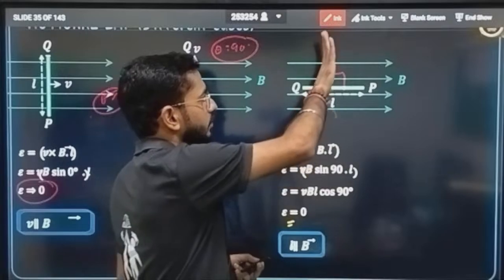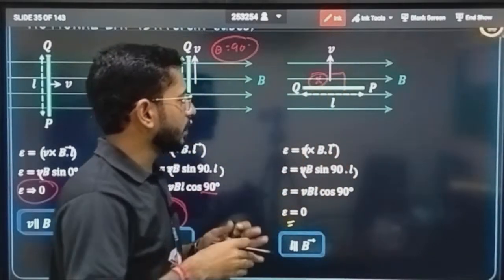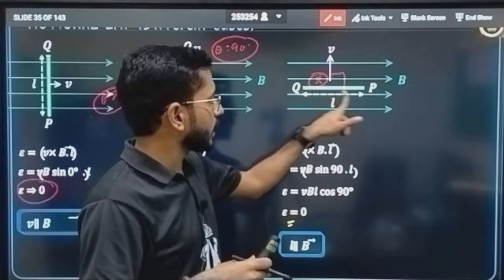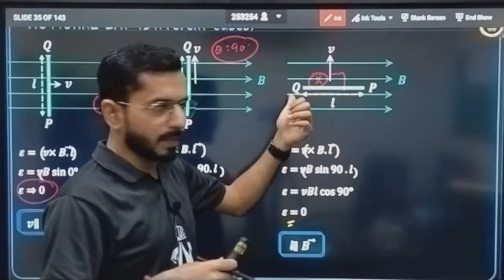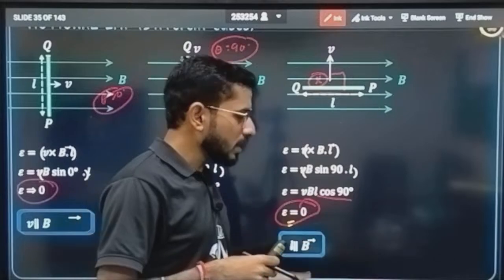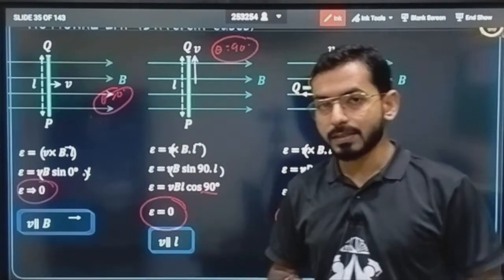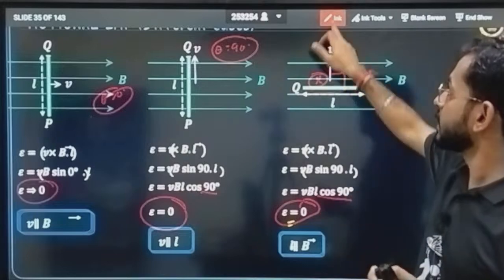What is the direction of the resultant vector? V cross B. The resultant vector will be coming in the inward direction. And about that, if I am asking, this is the L vector. What is the angle between them? Again 90. That means cos of 90 again becomes 0. That means in all these three cases, what is the EMF that you are getting? The EMF that you are getting is 0 in all these three cases.